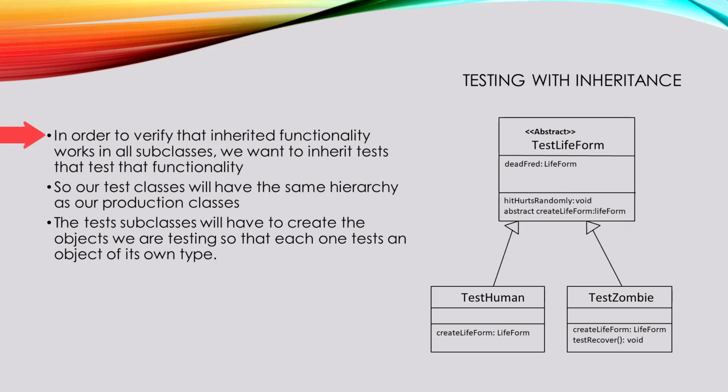When our classes inherit functionality, we need our tests to inherit in the same way. So we structure our tests the same way we structure our production code. The tests that test common functionality will be in the parent class, and the tests that are specific to either human or zombie will be in test human or test zombie. The tests in test life form will be inherited into test human and test zombie. When they're in test human, we want them to run on a human object, and when they're in test zombie, we want them to run on a zombie object. Let's look at an example.